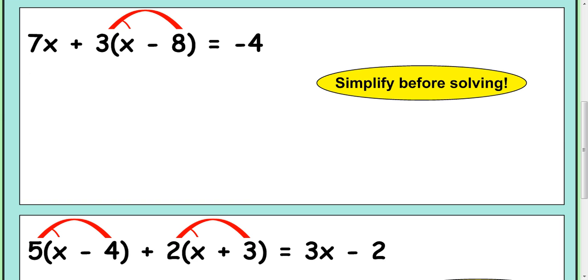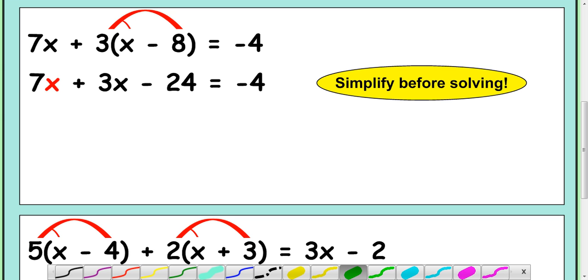Okay, next example. Again, same technique, multiply out the brackets first, then simplify this side. So leave the 7x alone. You're going to multiply 3 by x to give 3x, and 3 times negative 8, which is negative 24, and that comes to negative 4.